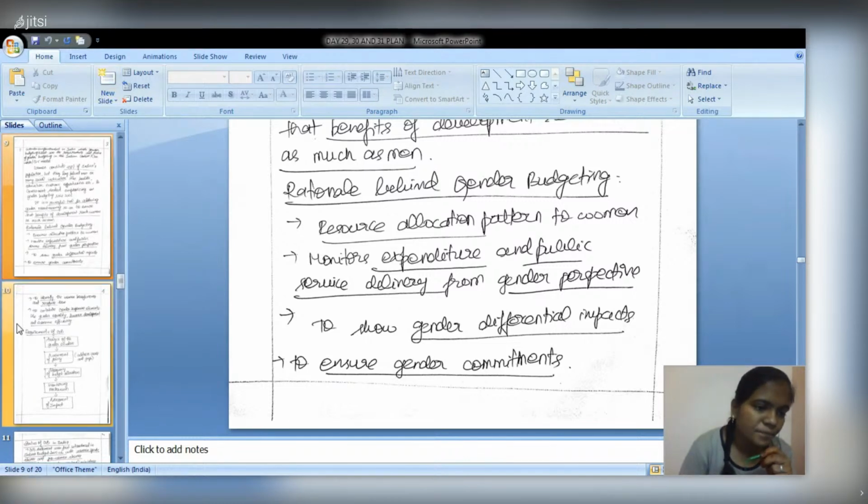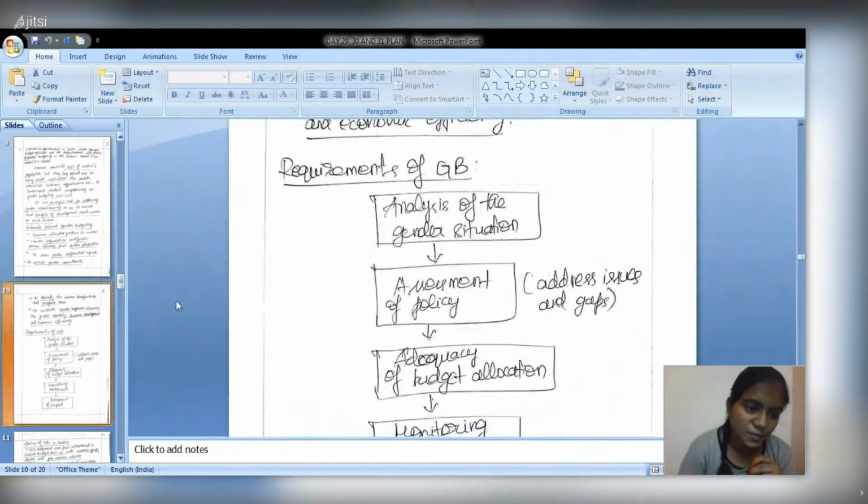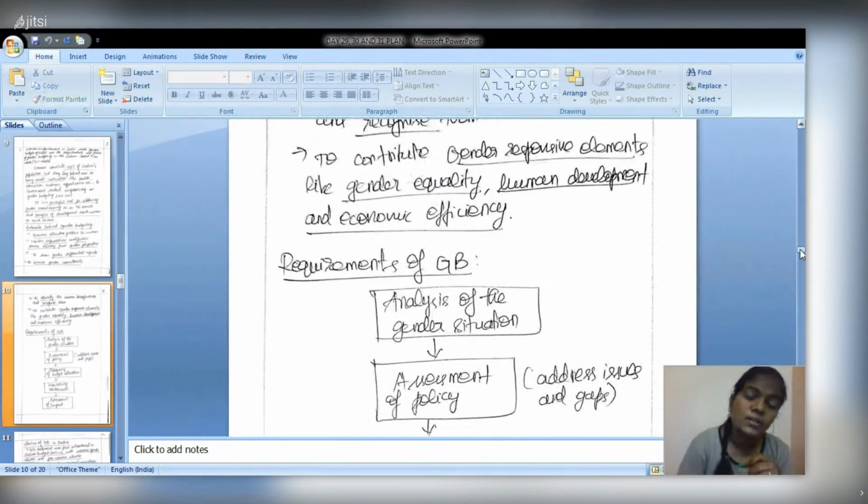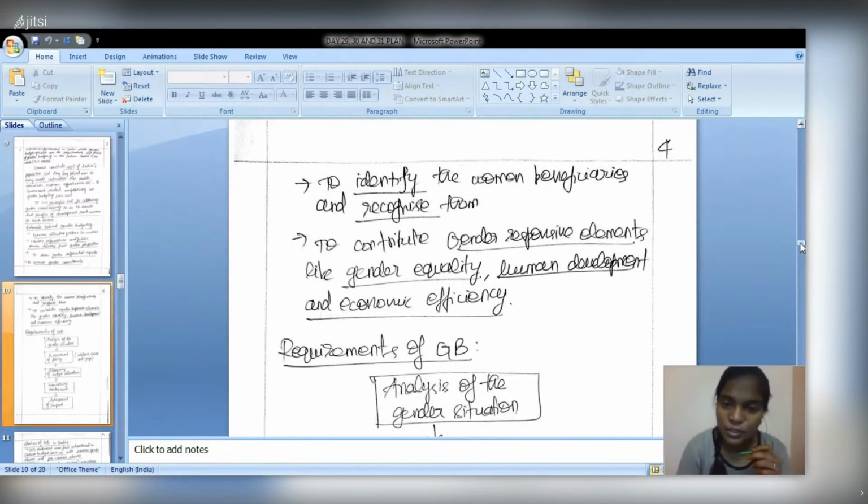It will ensure gender commitments because it will ensure more contribution from women towards the economic growth and development of the country. It will help to identify and recognize the women beneficiaries in all the sectors, right from the primary sector till the service sector. It will contribute gender responsive elements: gender equality will be ensured, human development will occur, and economic efficiency can be achieved.